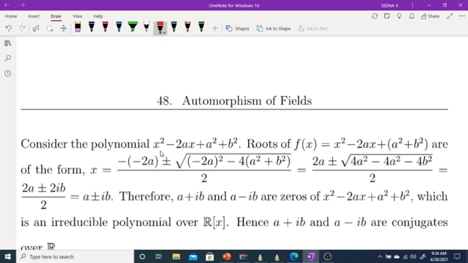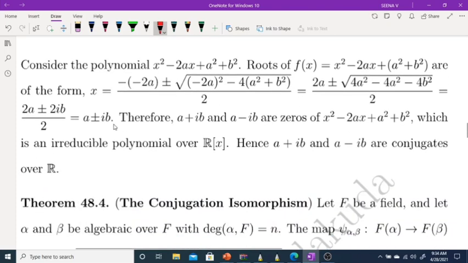Roots of f(x) are of the form a plus ib. So a plus ib and a minus ib are zeros of this polynomial, and clearly this is an irreducible polynomial over R[x]. If this is reducible, that means this polynomial has a zero in R. Because it is a polynomial of degree 2, it is reducible if it has a factor, we can factorize it as a product of linear factors. One linear factor must be there. That means it has a zero in R because it is over R[x].